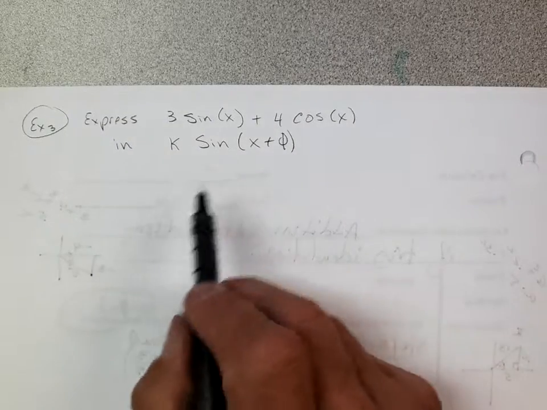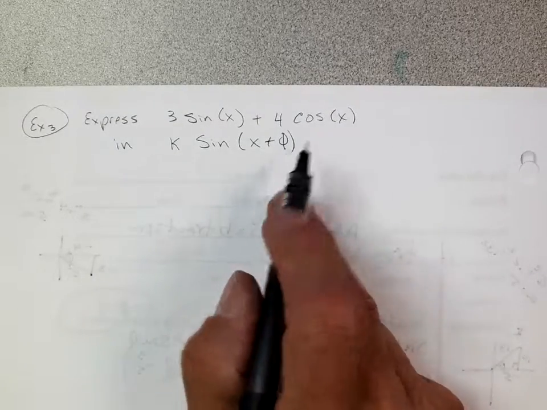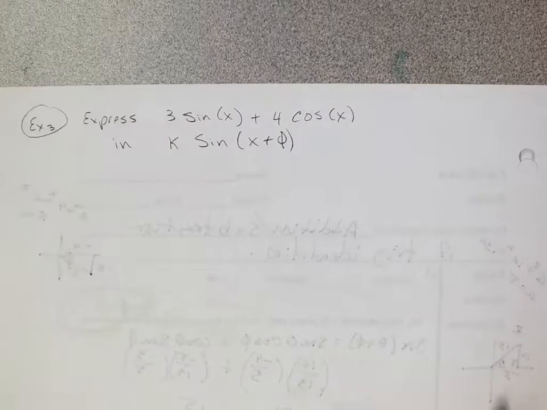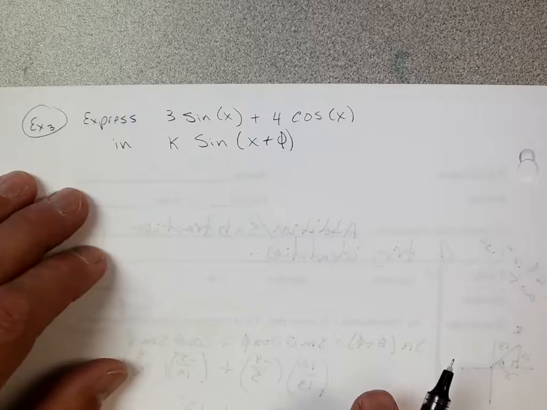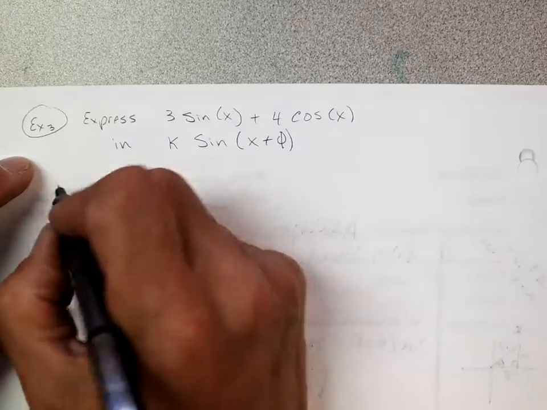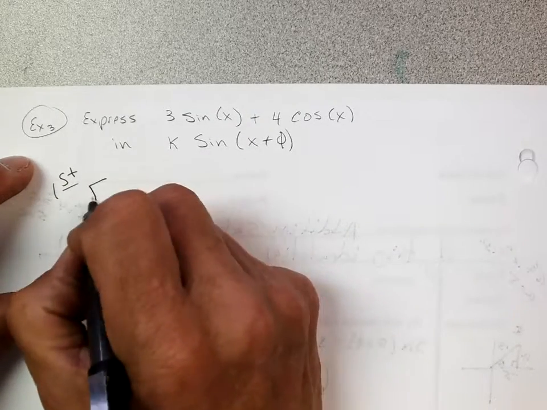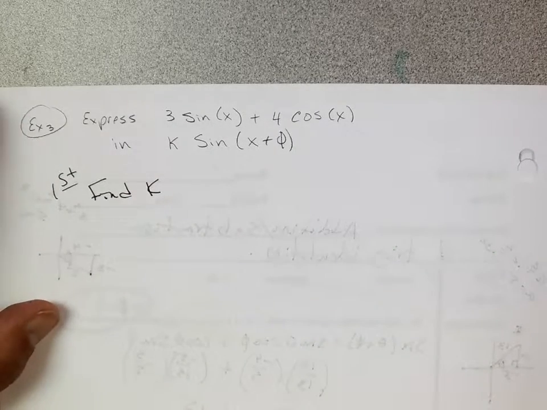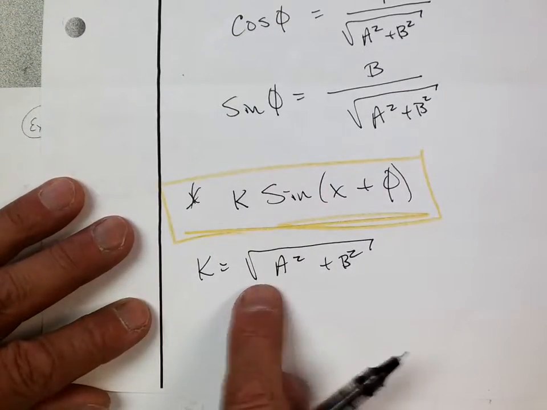We want to put it in this form, k sine of x plus phi, which is what we have right here. So we're going to use this form. How do we do this? First of all, we need to find k. How do you find k? Well, I look at my notes. To find k, it's the square root of a squared plus b squared, right?